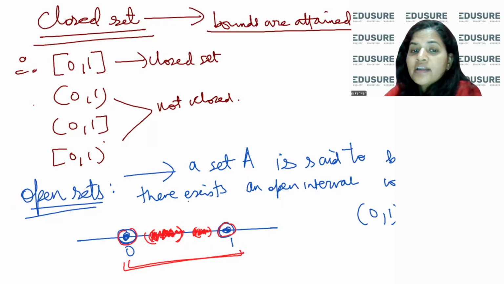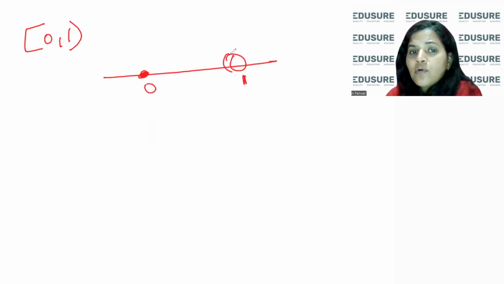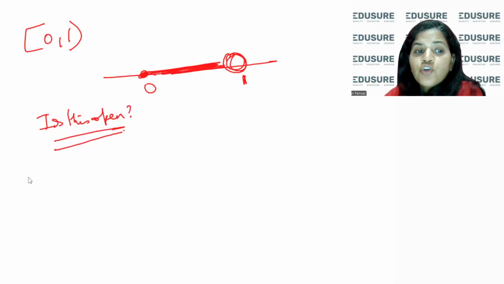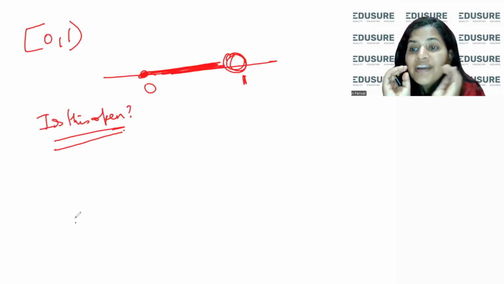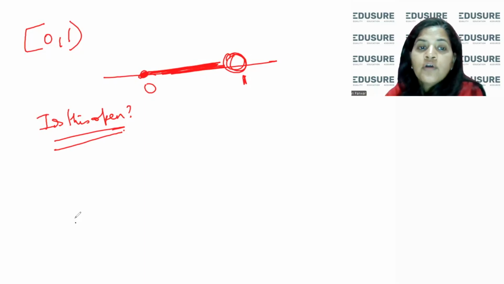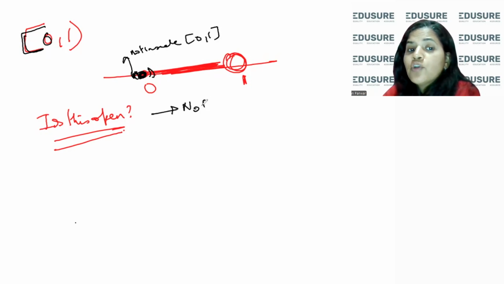Now, let us look at another example. Let us look at this particular interval, where 0 is included, but 1 is not included. Now this is my set. Is this open? What is the definition of an open set? The definition is that for every element in the set, there has to be an open interval around that element, which is inside the set. So look at 0. Now 0 is a part of this set. No matter how small an open interval I take, there will be some portion which is not inside the set. And therefore, this is not open.